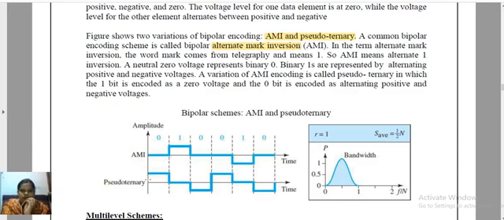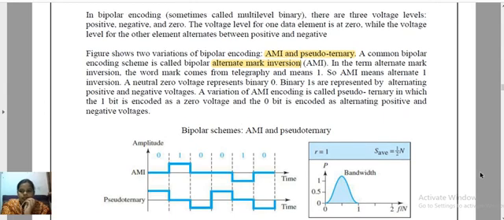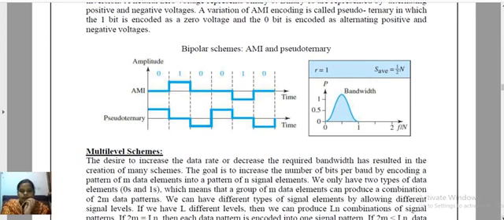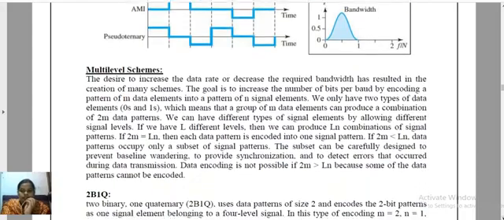Here 1 bit is represented as 0 voltage, but 0 is the alternating one. Here 0 is positive voltage, here 0 is negative voltage, here 0 is positive voltage, here 0 is negative voltage, but 1 is constant at 0 voltage. These two techniques are important for the bipolar technique, AMI and pseudo ternary. Okay, now we have many more schemes, but another scheme is the multi-level scheme.